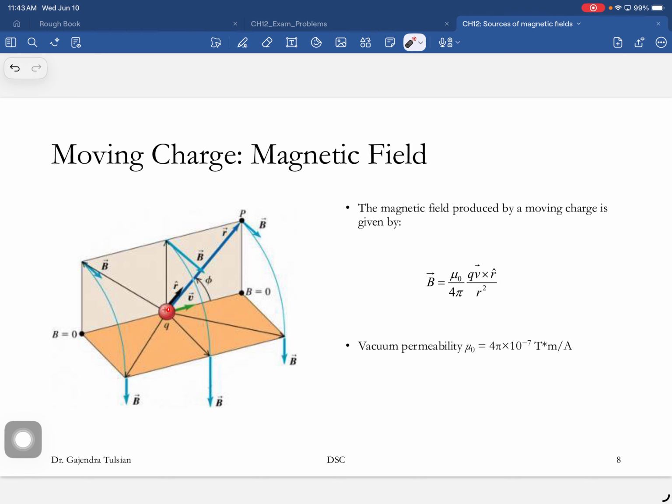And you see it's a cross product, so that'll give you the direction of the magnetic field. So if r hat is there, V is there, V cross r hat will be a vector coming out like that. So that's the direction of the magnetic field. And you can see that the further out you are, the field falls off as 1 over r squared.